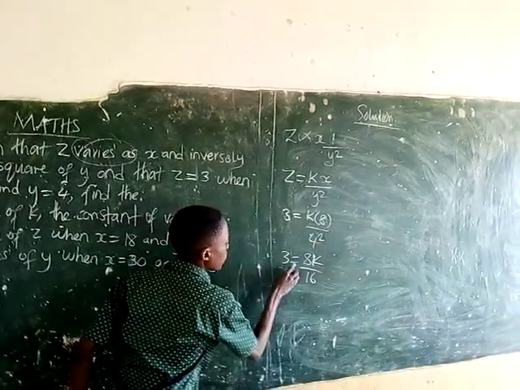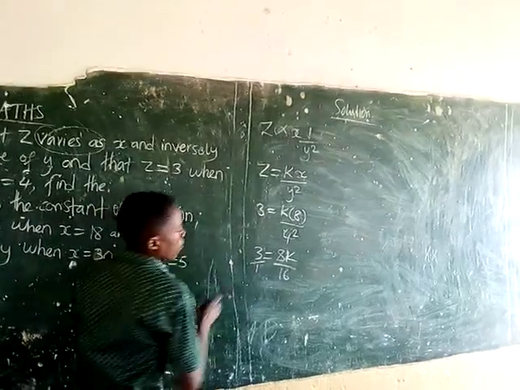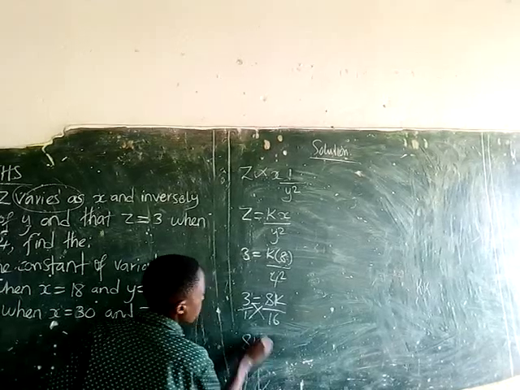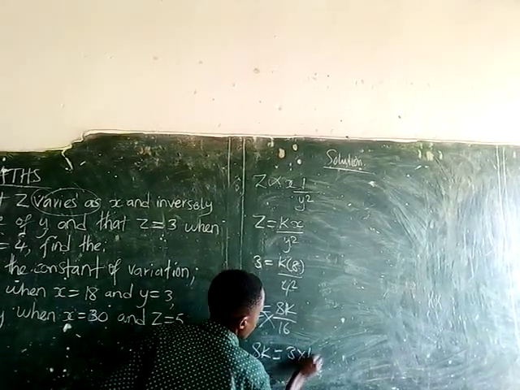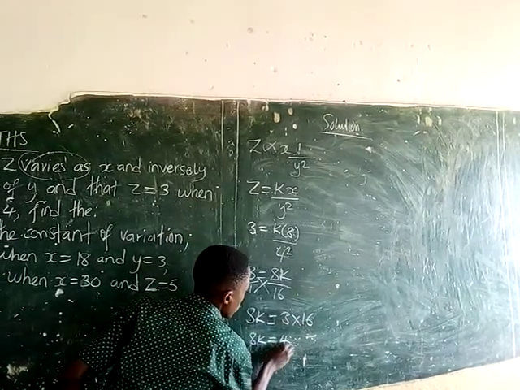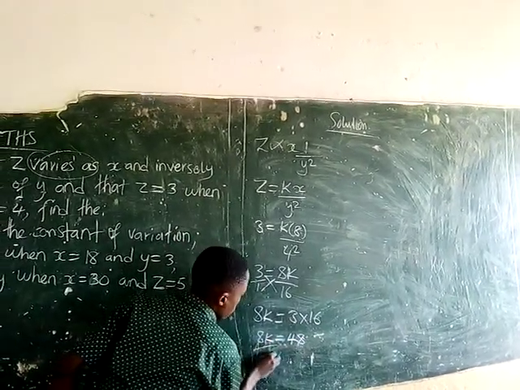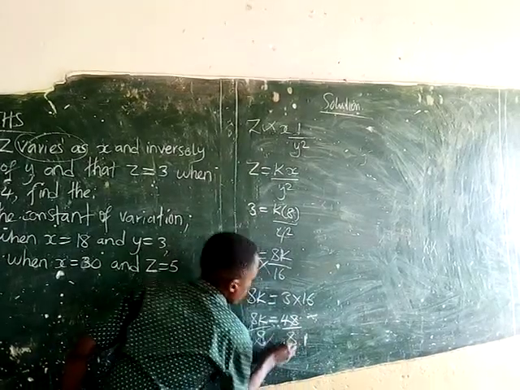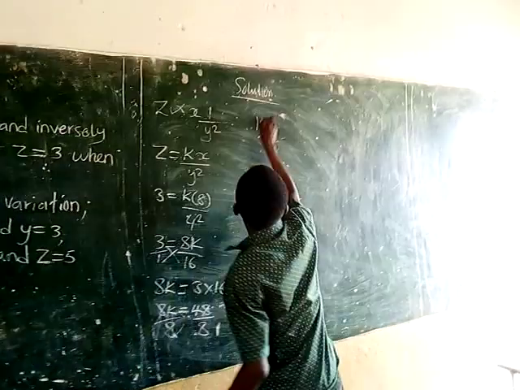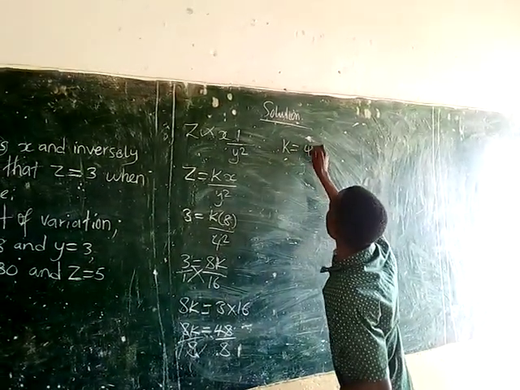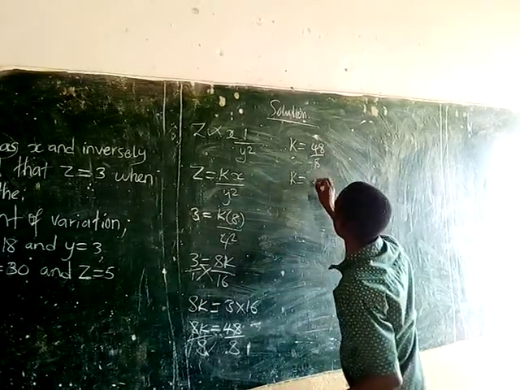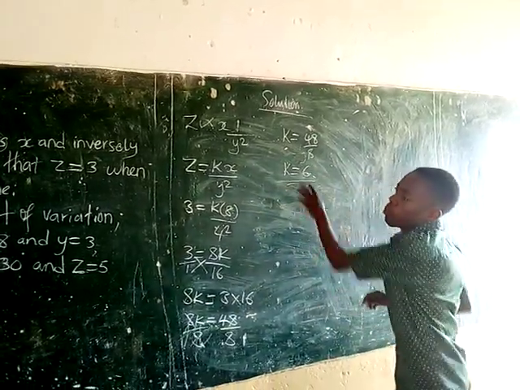So now this is the same as over 1, we cross multiply. 8k times 1, this is 8k, which is equal to 3 times 16. So 8k is equal to 3 times 16, this is 48. You divide by 8, equally you divide by 8, so that we remain with k. 8 and 8 go, so we remain with k is equal to 48 divided by 8. So k is equal to 6. Therefore the value of k is 6.